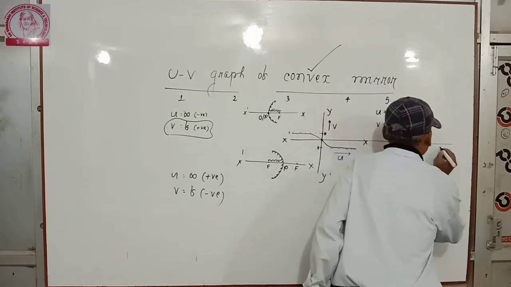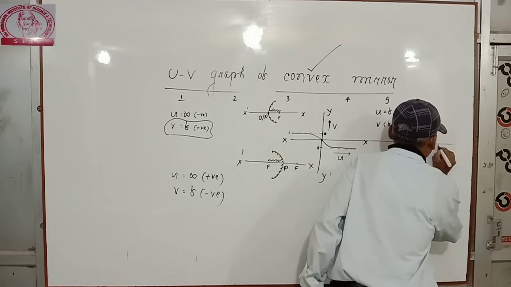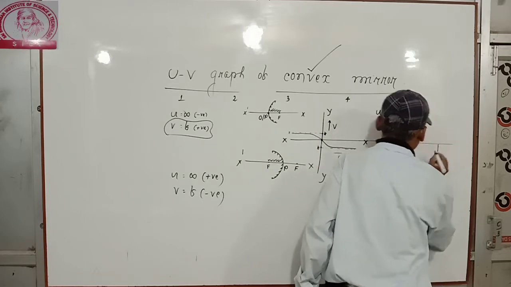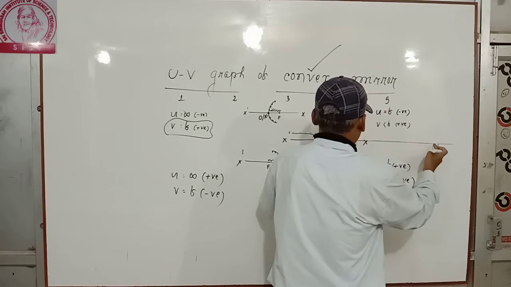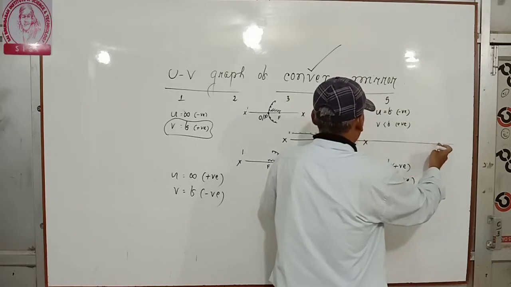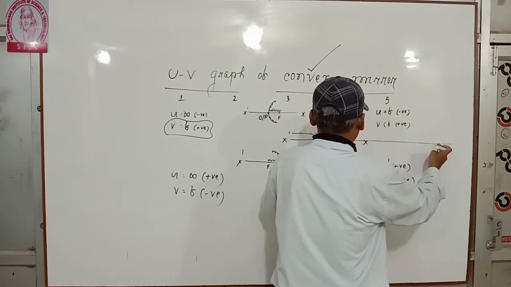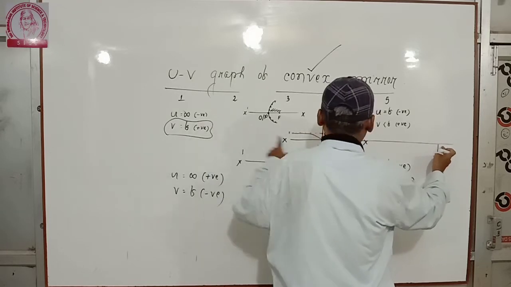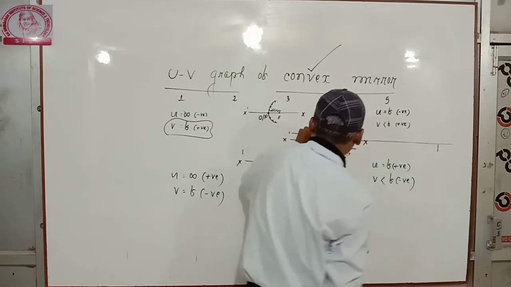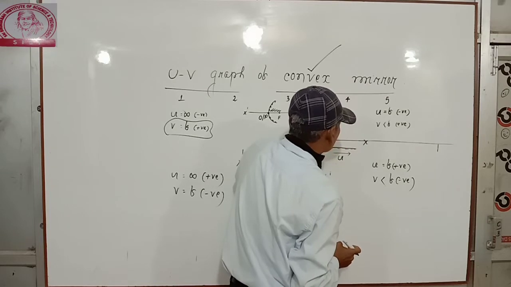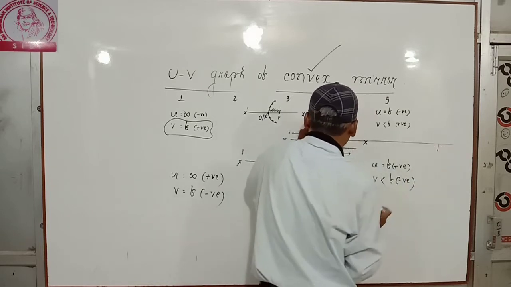Okay, draw the perpendicular here. Now this much is u. Remember, this is u. That means u is infinity. How much is v? V is f. U is infinity. V is f.